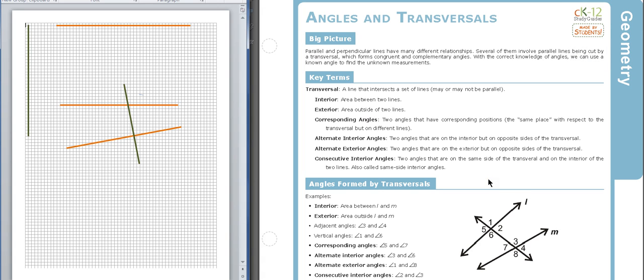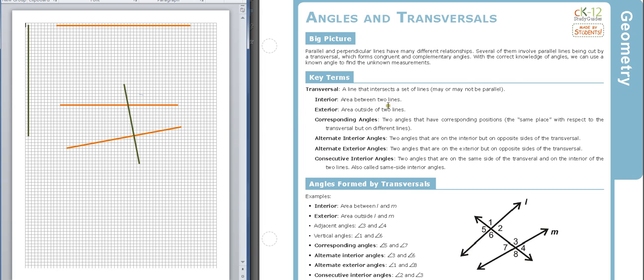In this video, we're going to talk about angles and transversals. The big picture is parallel and perpendicular lines have different relationships. Several of them involve parallel lines being cut by a transversal, which forms congruent and complementary angles. Now, with this information, given a known angle, we can solve for unknown measurements.